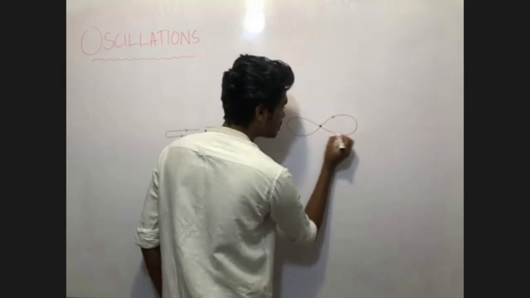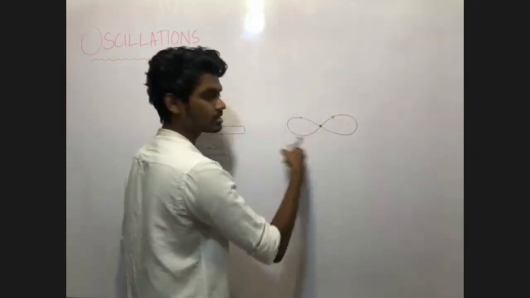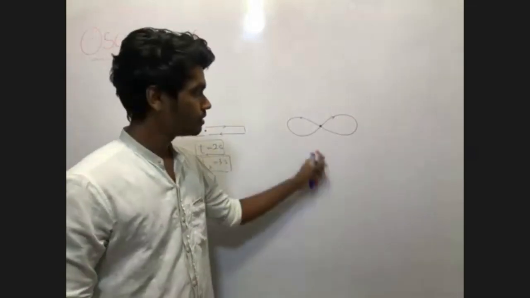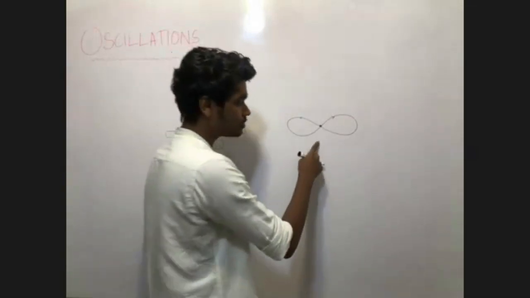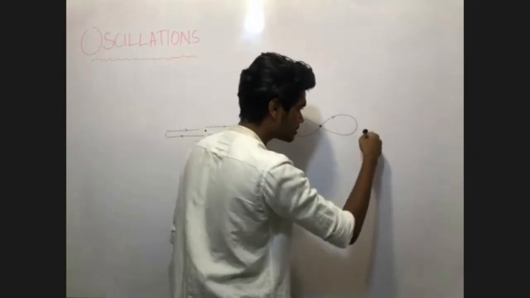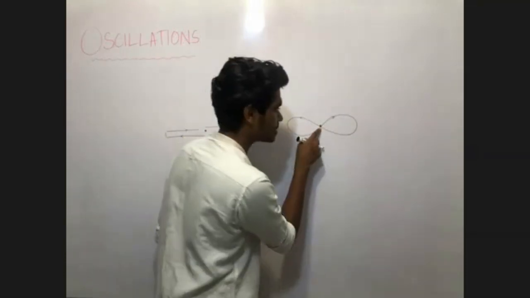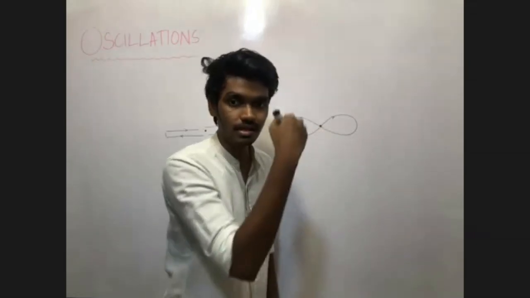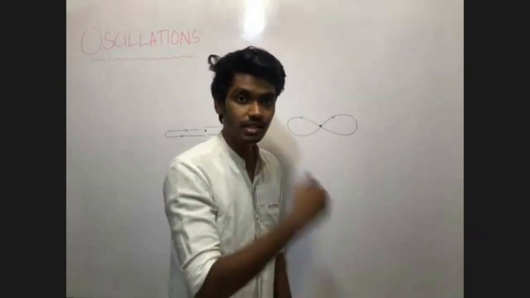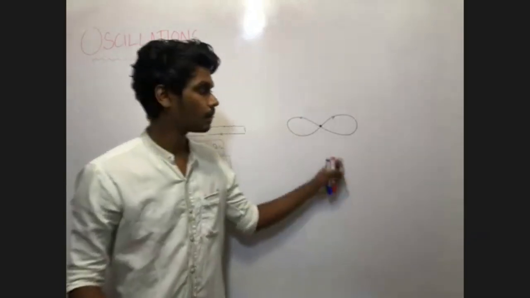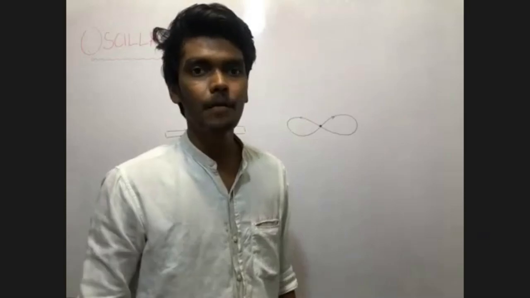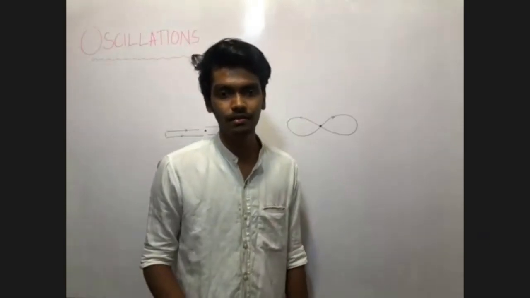This is also an oscillation. So what's wrong with this? Nothing. There's no issue because it starts and returns back to the same place within equal time intervals. If it performs this same motion repeatedly within equal time intervals, this could also be considered an oscillation, right?